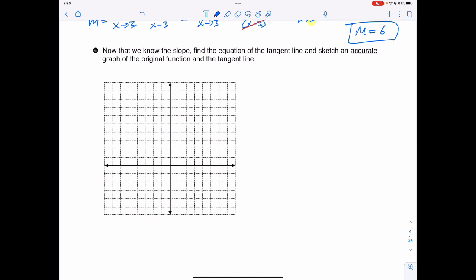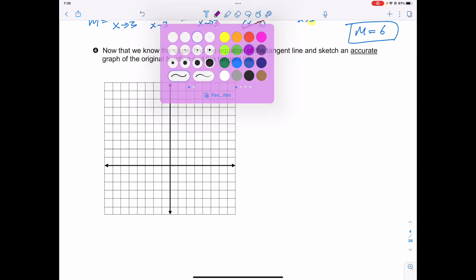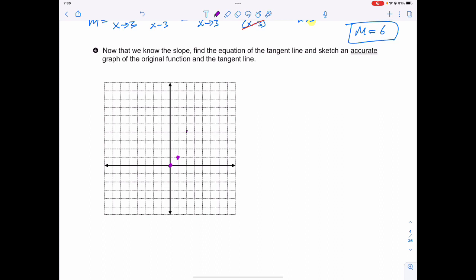Now that we know the slope of the tangent line, we can actually sketch the graph of y is equal to x squared. The points are 0, 0, 1, 1, 2, 4, 3, 9, negative 1, 1, negative 2, 4, negative 3, 9. There's a curve. The point of tangency is at 3 and 9. And we're going to use that slope to graph it out.